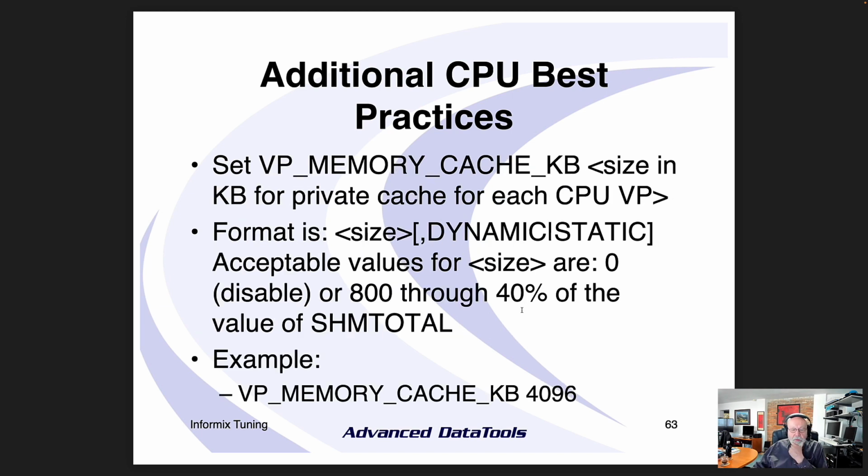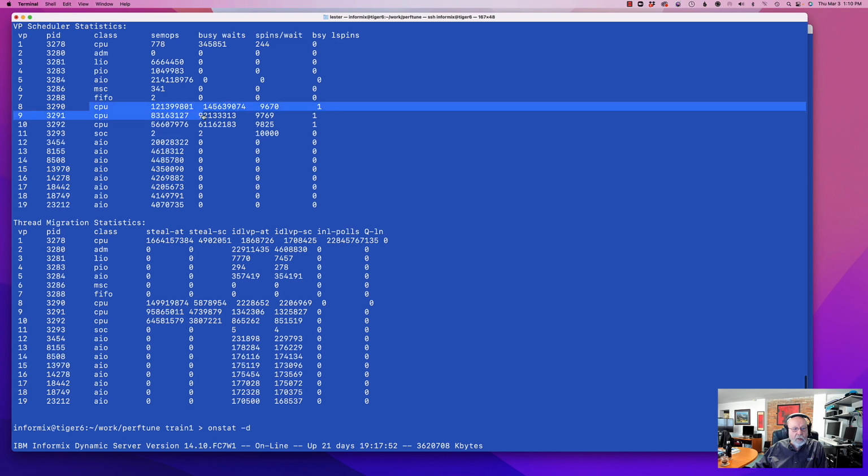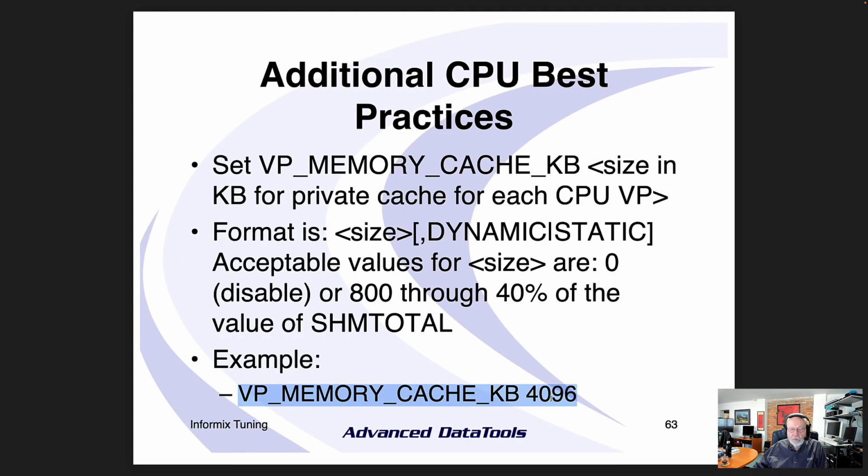Another little tidbit, if you have onints, is to set up a private memory cache for each CPU on init. And you give it the size here. If you're running 4 onint CPU VPs, like in this example here, I'm running 4, I would give that much as a private cache to those 4. And that will speed things up because when that onint needs memory, it goes to its private cache first.